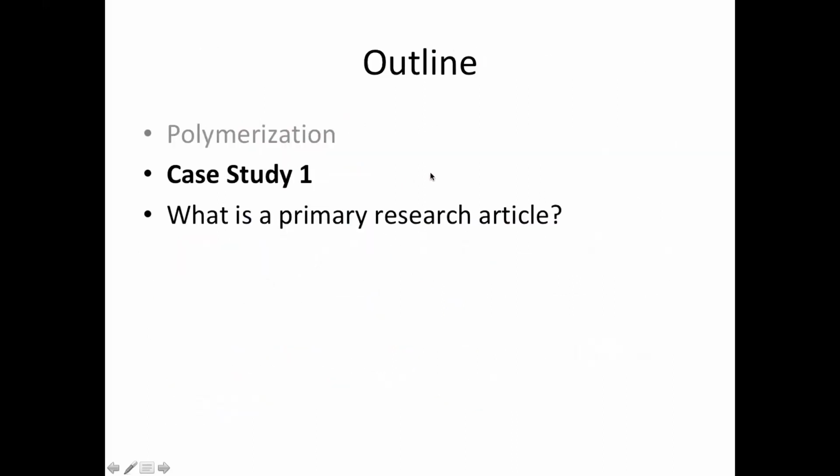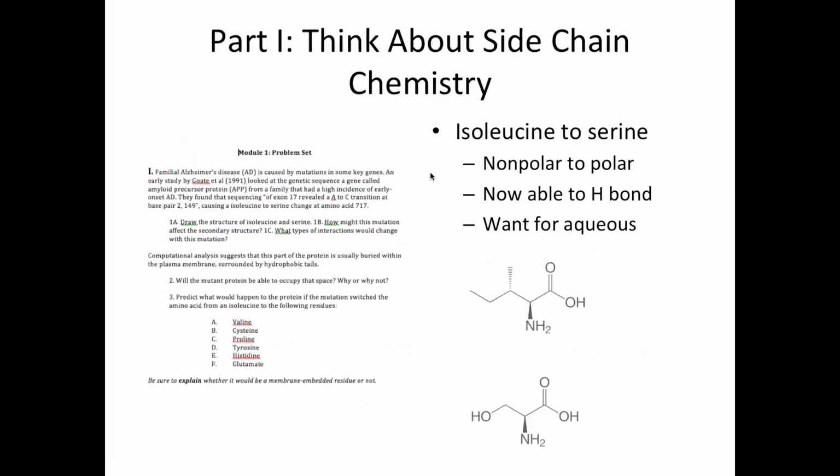Now let's talk briefly about the first case study. This was designed to be challenging. I know a lot of people ask, where do I find this information? It's not directly in your textbook. I wanted you to really think about it, mainly about side chain chemistry. The first part introduces you to the problem that we're working with, and this is Alzheimer's disease.